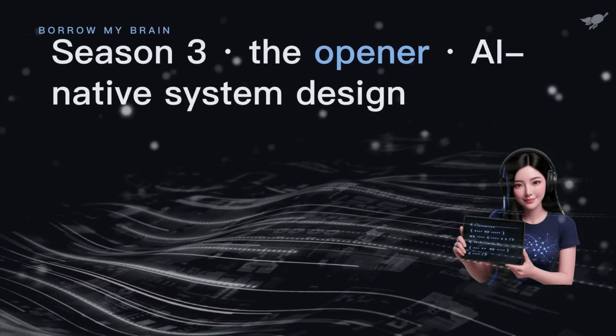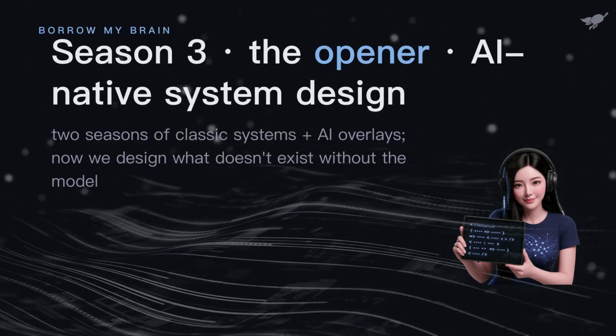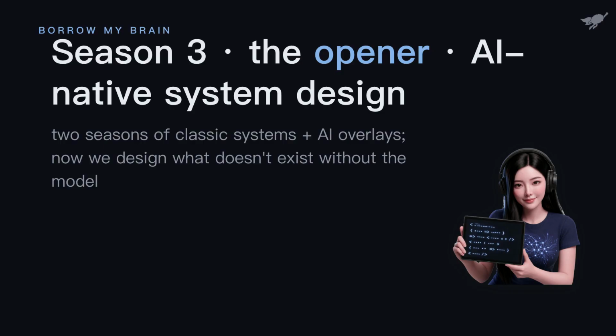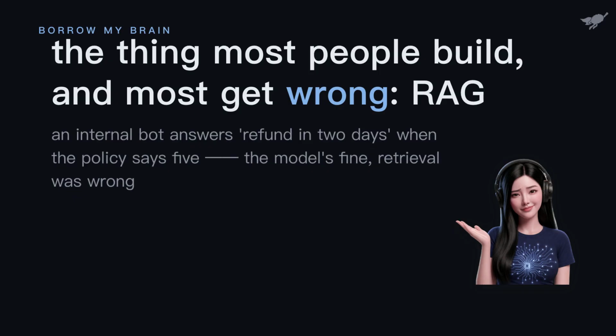Season 3, the opener. The first 2 seasons, we designed the classic systems first, then welded a layer of AI onto each piece. This season's different. We're designing AI-native systems, straight up. The kind of thing that literally wouldn't exist without a large language model. First one up, the thing the most people are building right now, and also the thing the most people get wrong. RAG.